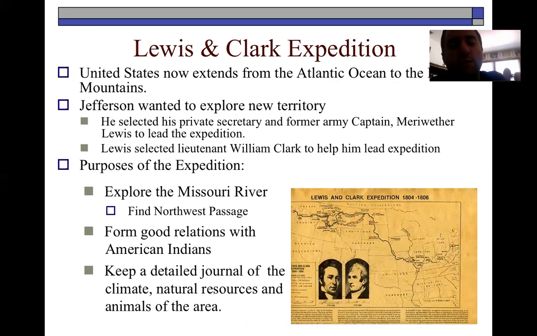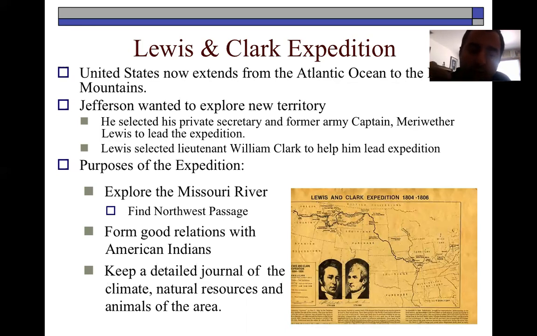So from 1804 to 1806, we're going to get into a little more detail, but these Native Americans are going to be looked at as a great resource. So we don't want to have bad relations with the natives. We want to form relations with them, as a great resource for our country and to learn more about the area. Number 3, this is crucial. This is how we know so much about Lewis and Clark. They're told to keep a detailed journal of climate, natural resources, and animals of the area. Why?